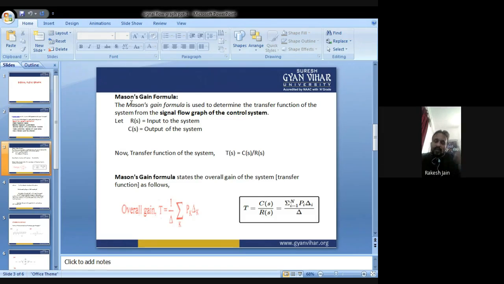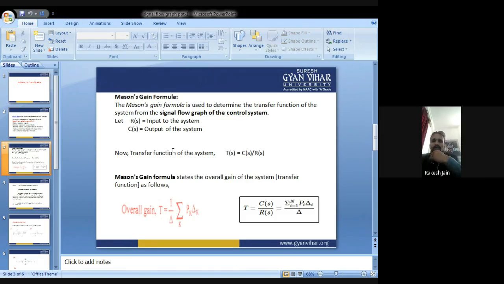So whatever the value written over there means whatever the gain of that branch is, just multiply them with each other in that forward path. That is the total gain, the actual gain of that forward path. So T1 is the first forward path gain, T2 is the second forward path gain, T3 is the third forward path gain, and so on. What is the meaning of del 1, del 2, right?